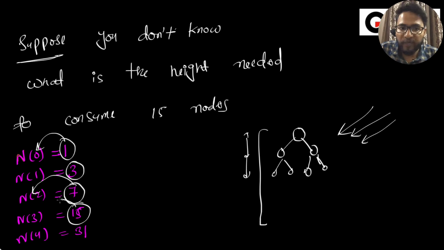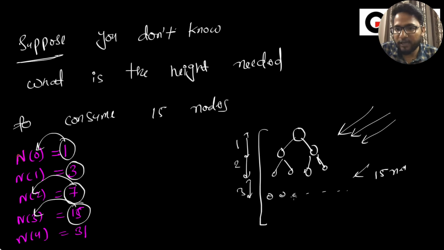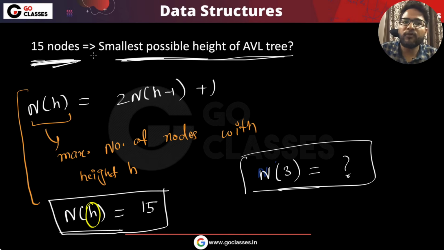If you throw 15 nodes, then you will be able to fill the height of 3. Which means if you want the height of 3, you need to throw 15 nodes, right? So if you are at the height of 3, then all of your 15 nodes will get consumed, which means if you have 15 nodes, then the smallest possible height is 3.